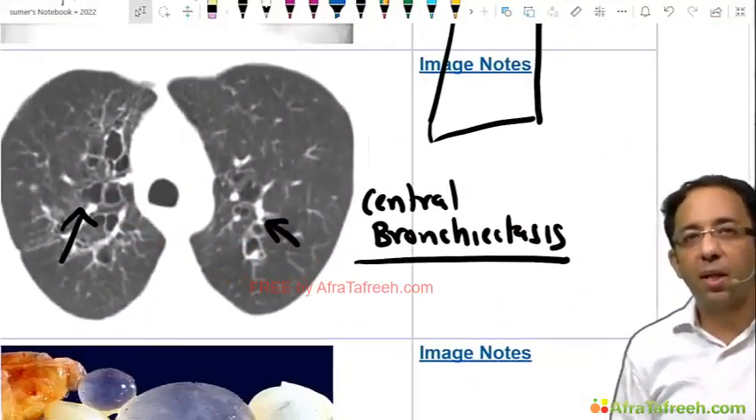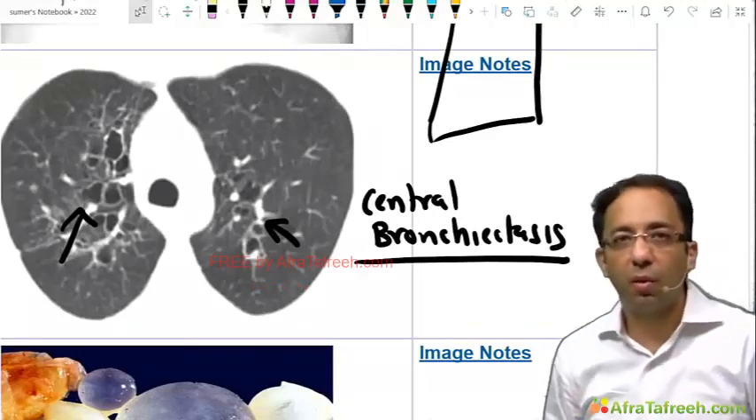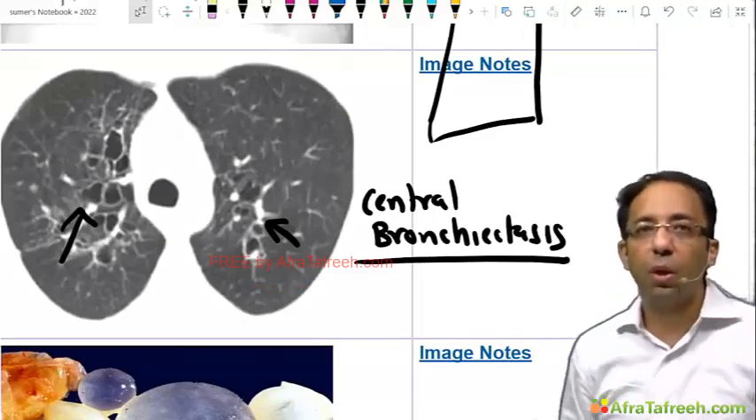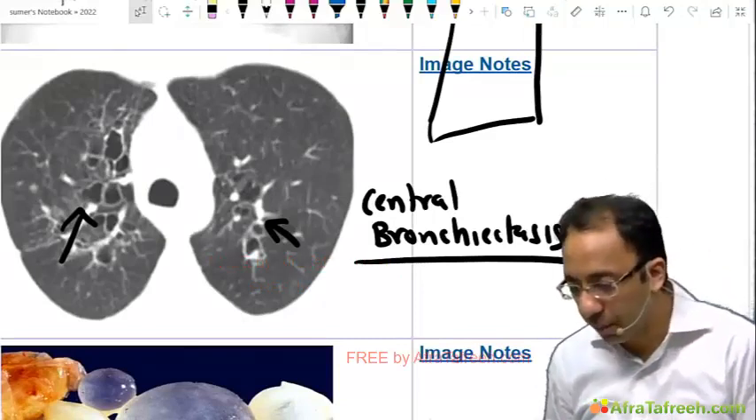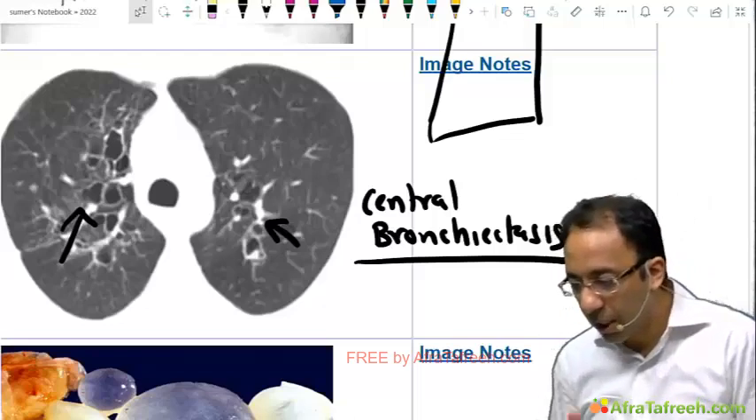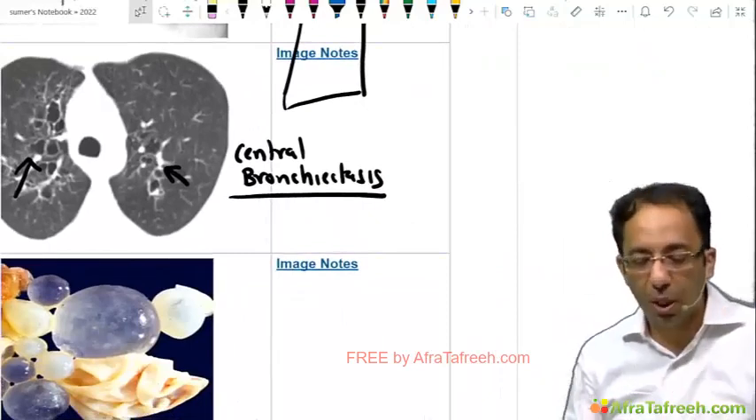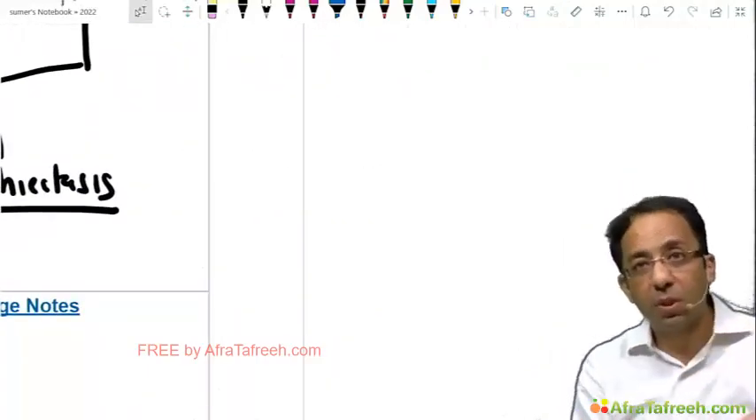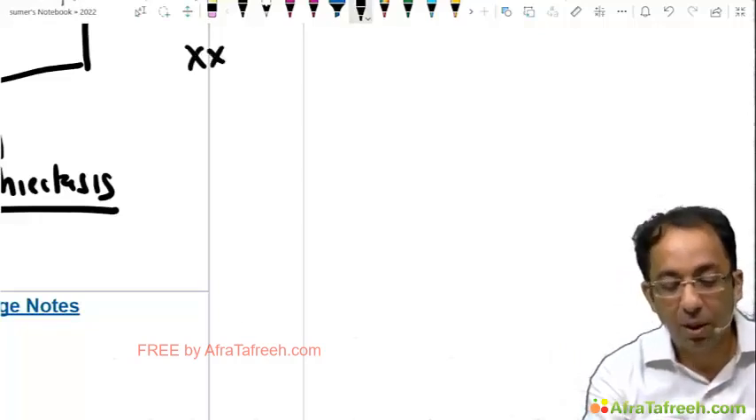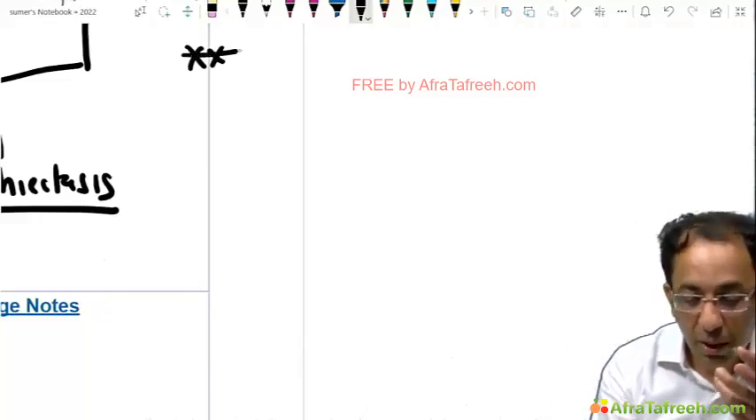Many times directly they will ask you a question in the exam. Central bronchiectasis is seen in. What will you mark as the answer? You will mark allergic bronchopulmonary aspergillosis. Okay, and I can see Rohin and Vijayalakshmi and Sarthak already could solve it. Now my question to you is, third problem that can happen with aspergillus is, let's see if you can answer, beta.